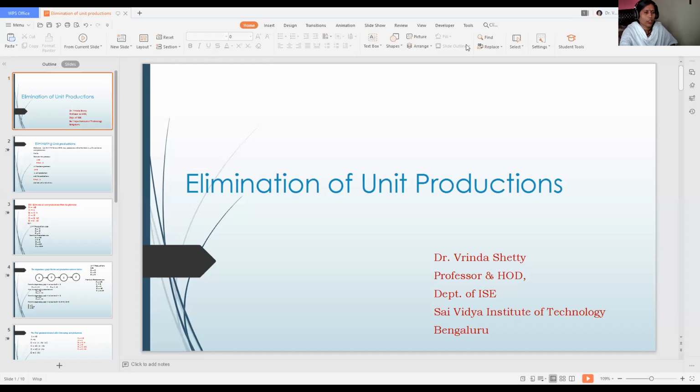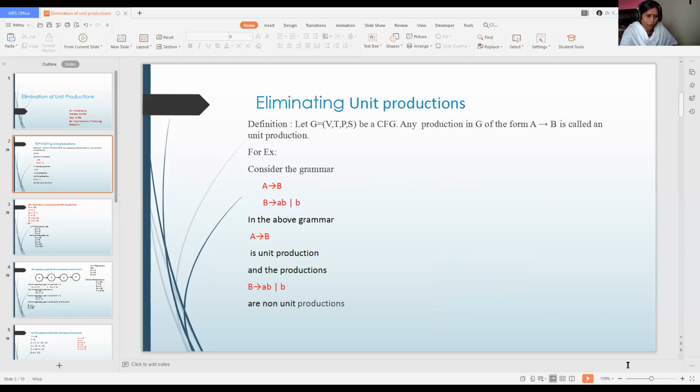Hi guys, today we'll see elimination of unit productions. As already in the previous classes we have seen how to eliminate the useless symbols from a given grammar, how to eliminate the epsilon productions from a given grammar, and now we'll see how to eliminate the unit productions from a given grammar. What is a unit production?